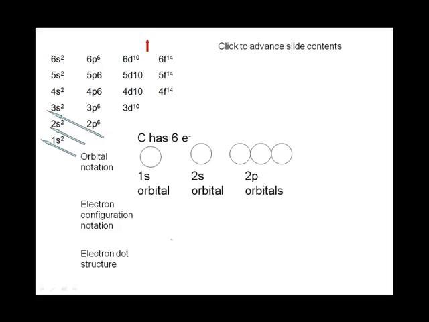So for carbon with 6 electrons, it goes something like this. We have to be sure we draw all of the possible orbitals. Remember, the p sublevel can have 3 orbitals, so we have to draw them all.